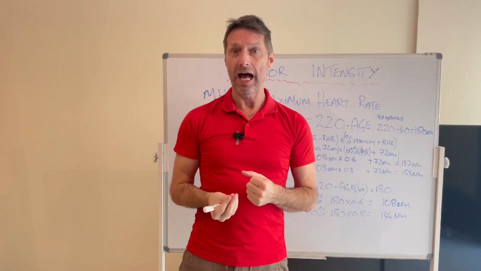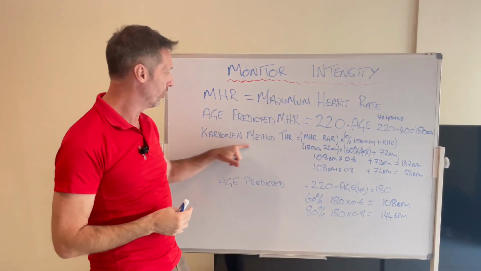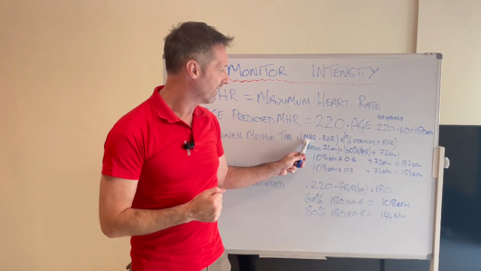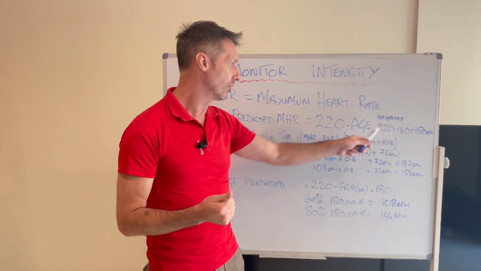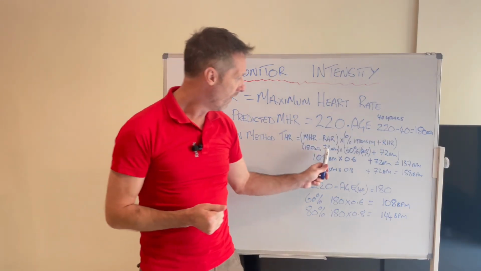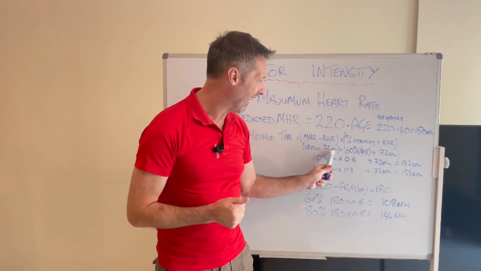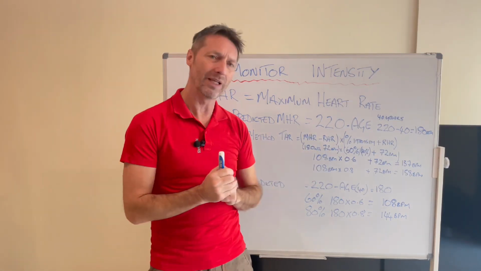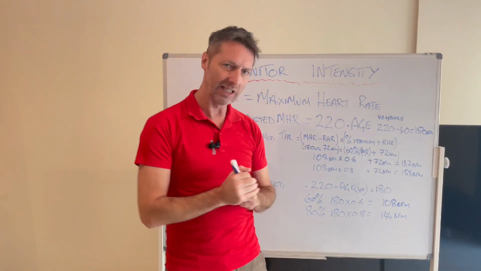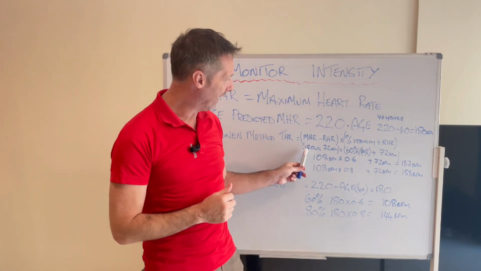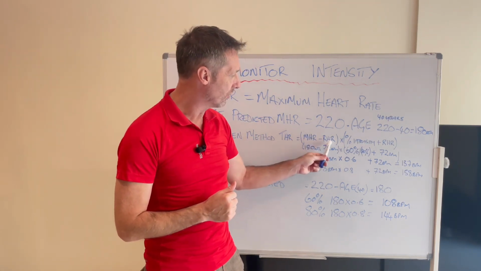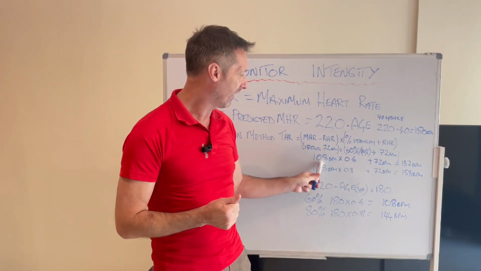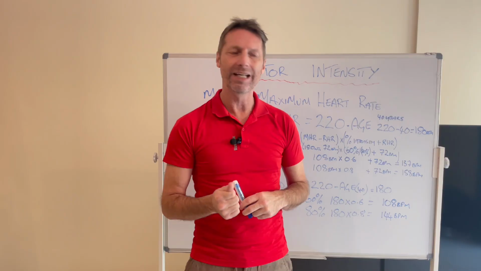So what we can use is we can use the Karvonen method. This will take into consideration the maximum heart rate using the 220 minus the age. It will bring into play the resting heart rate. So for here, I'm using the example of 72 beats per minute. Then I can work out my percentages. So the equation would be the maximum heart rate minus the resting heart rate. So 180 minus 72 will give me a number of 108 beats per minute.